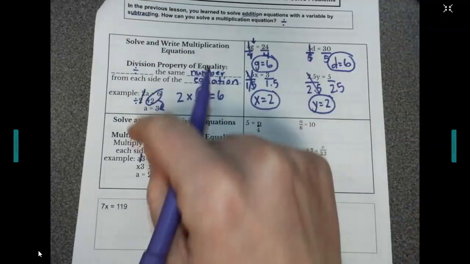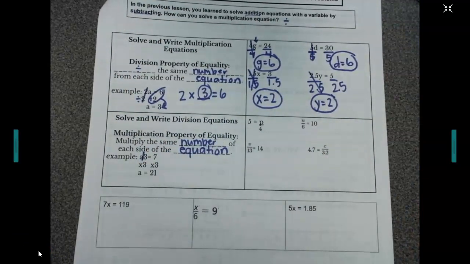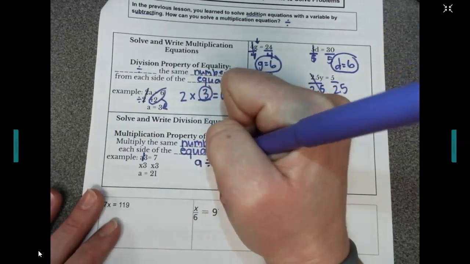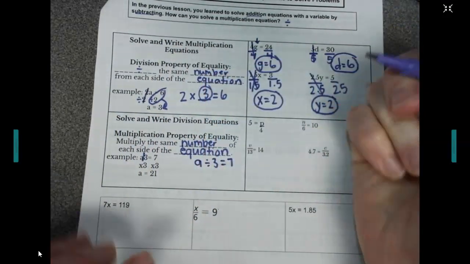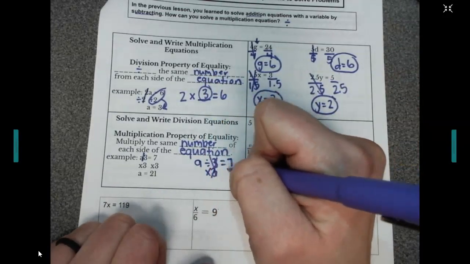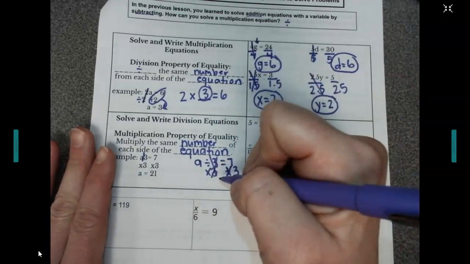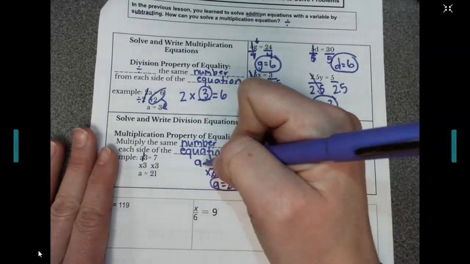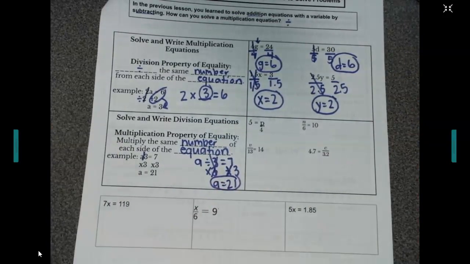Again, when I copied mine, it didn't bring over my division signs. So this should really say a divided by 3 equals 7. The opposite of dividing by 3 is multiplying by 3. So 7 times 3 is 21. If I plug my 21 back in for a, 21 divided by 3 is 7.